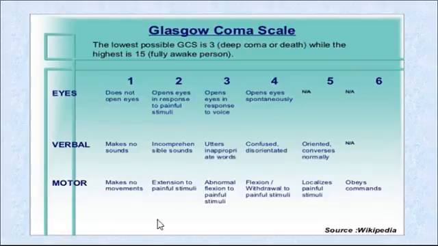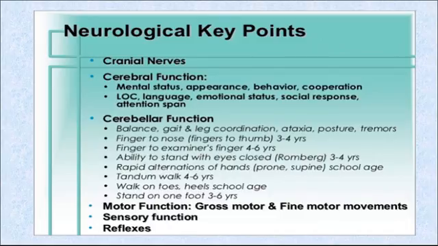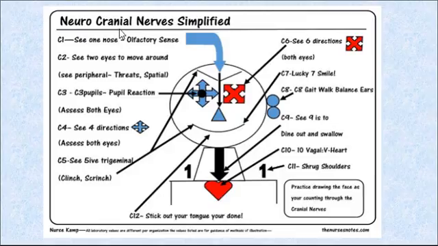Okay, here's another picture of the Glasgow Coma Scale for you. Your neurological, doing your cranial nerves, cerebral function, mental status, appearance, behavior, cooperation, level of consciousness, language, emotional. It's all in your Glasgow Coma Scale. Really, if they are mild to moderate and not on a ventilator, you can do balance, gait, finger exams. This goes over the whole slew of checking things. This is a good picture I found on cranial nerves simplified. They may give you some ideas on learning that.